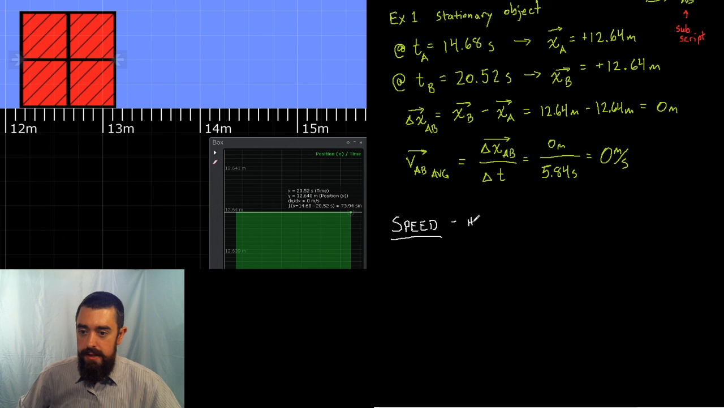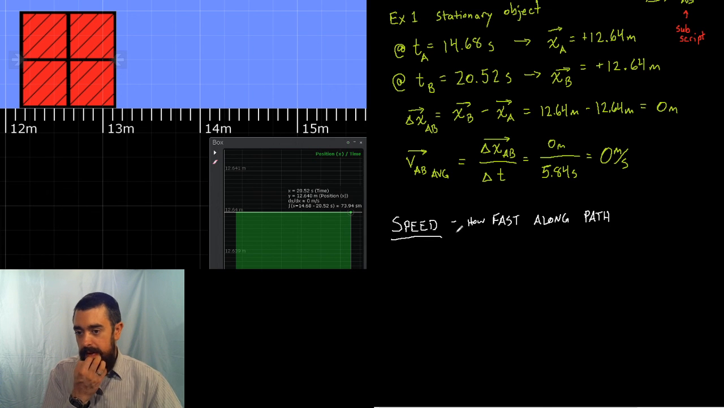Speed is how fast along the path. So things can speed up and slow down, but speed is how fast right now. Or if I talk about the average speed, it would be what was the speed overall if you averaged all of the different speeds that happened at every moment.